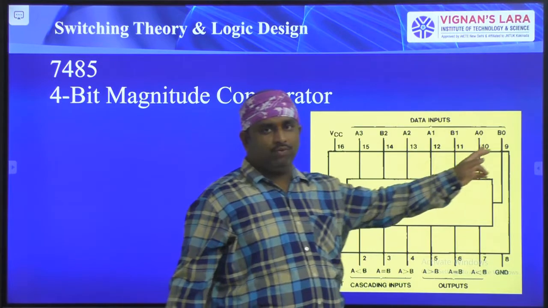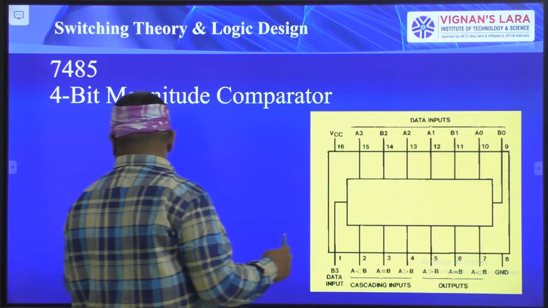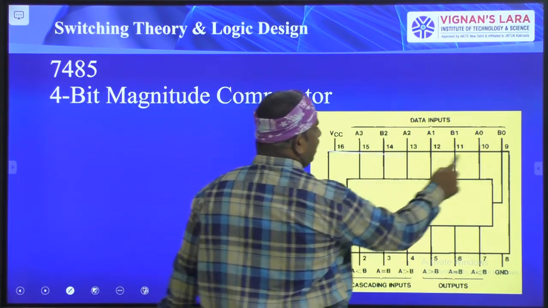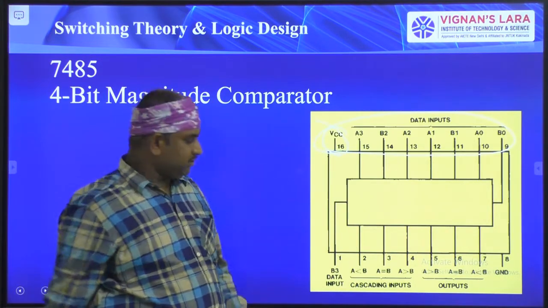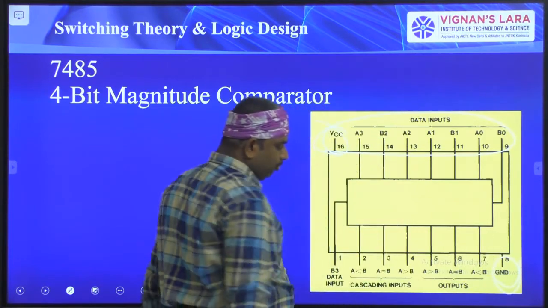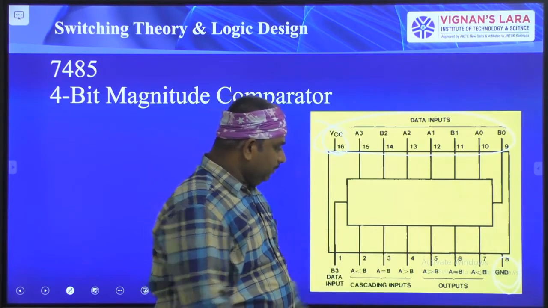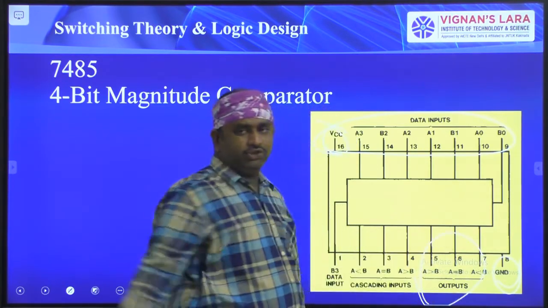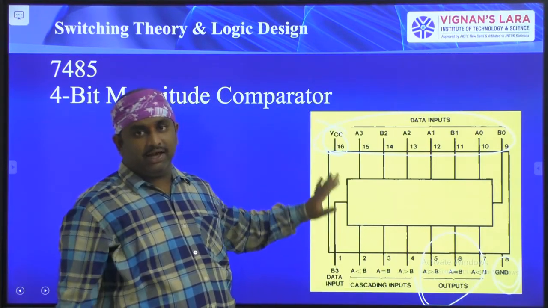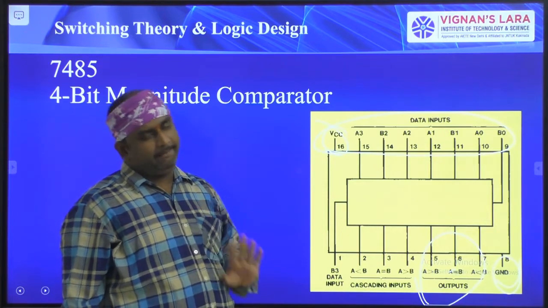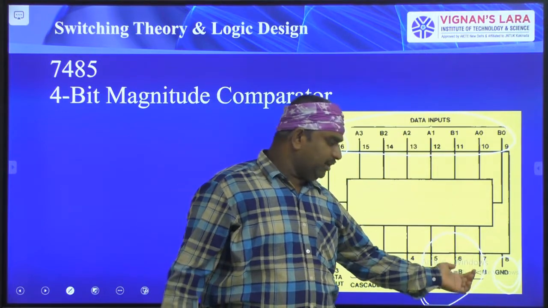All the data inputs we have mentioned here. So these are all the data inputs, this is the power supply, and this is the ground pin, and here we have A less than B, A equal to B, A greater than B. These are the 3 final outputs. So this IC is a 4-bit magnitude comparator. It will compare 4 bits and give the output.